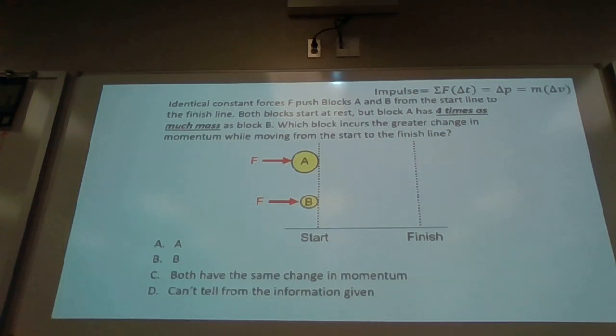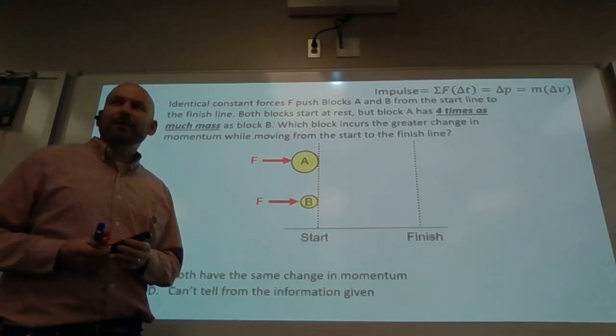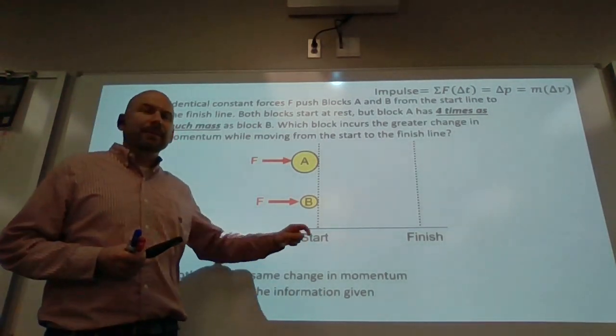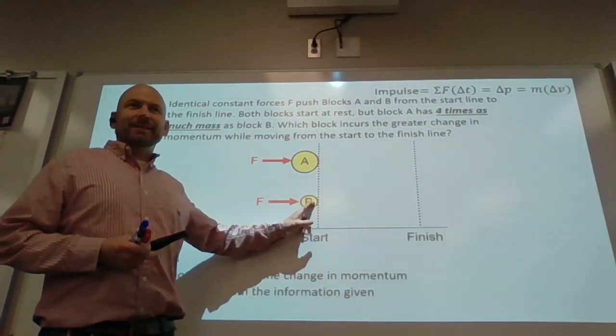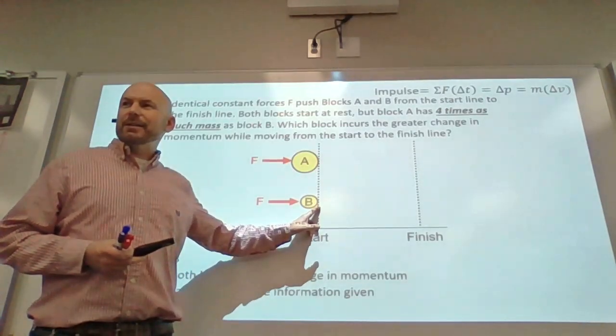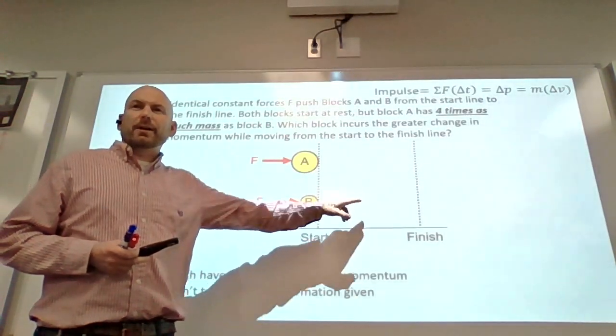Correct answer is A. Which one wins the race? B. Why? It has less mass, so it experiences a greater acceleration. It's going to speed up faster, quicker.